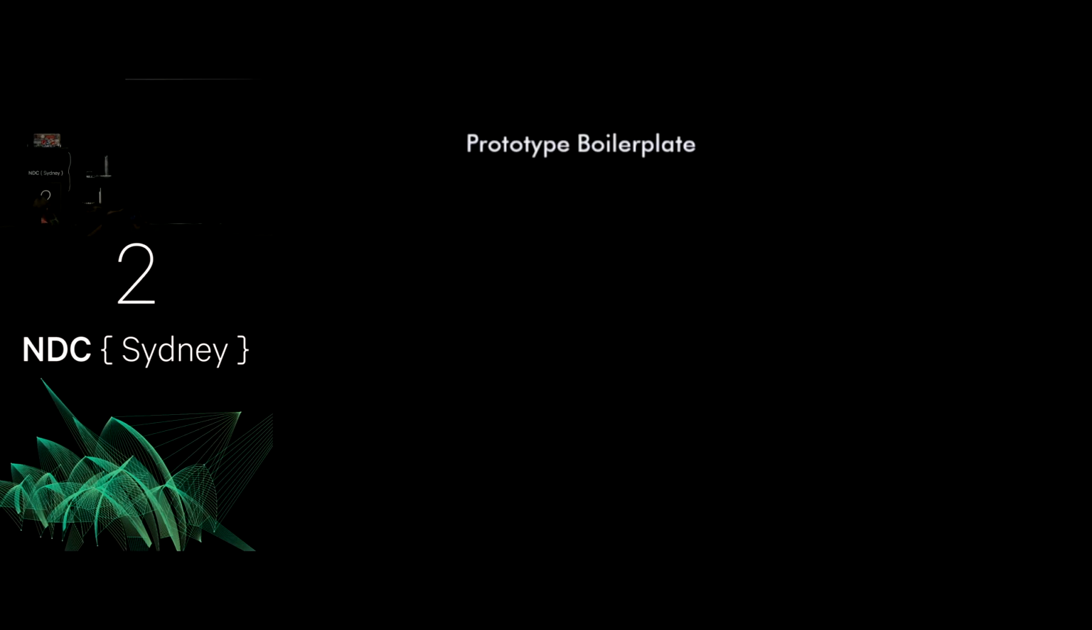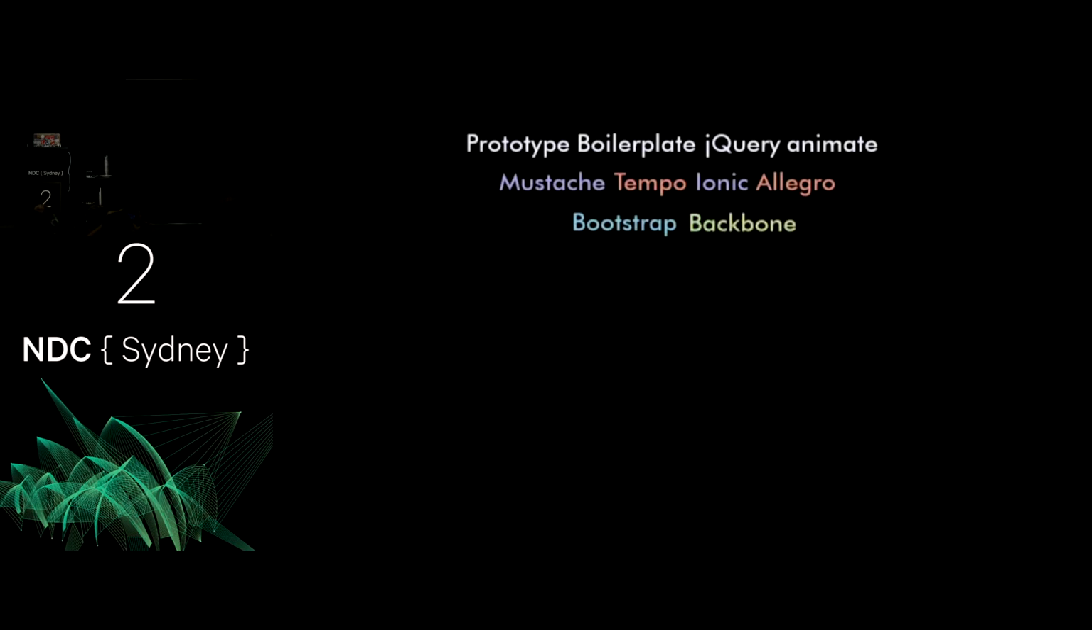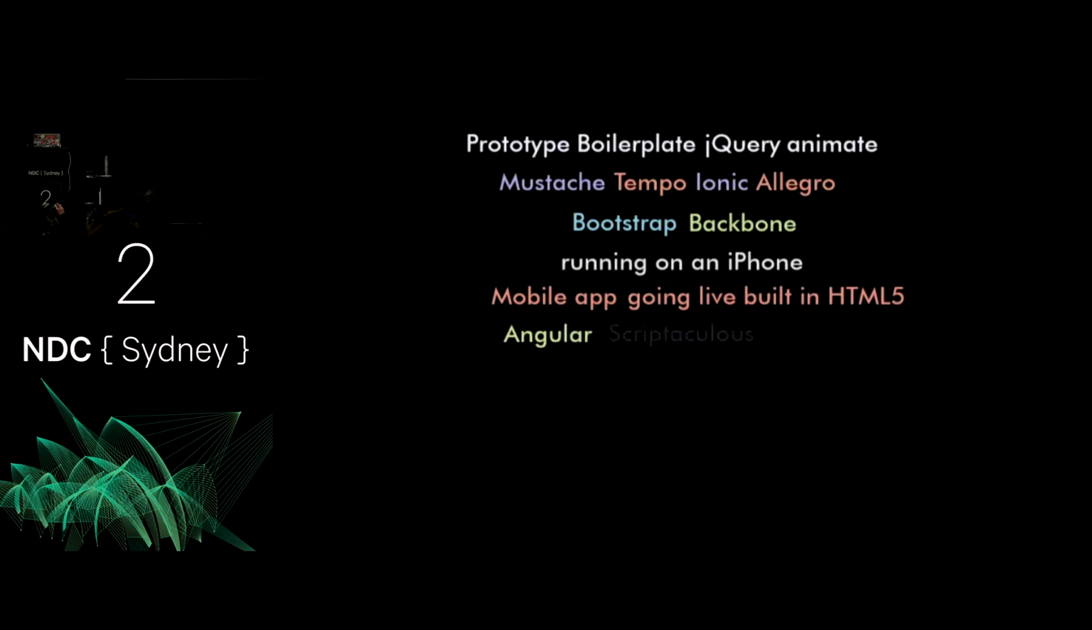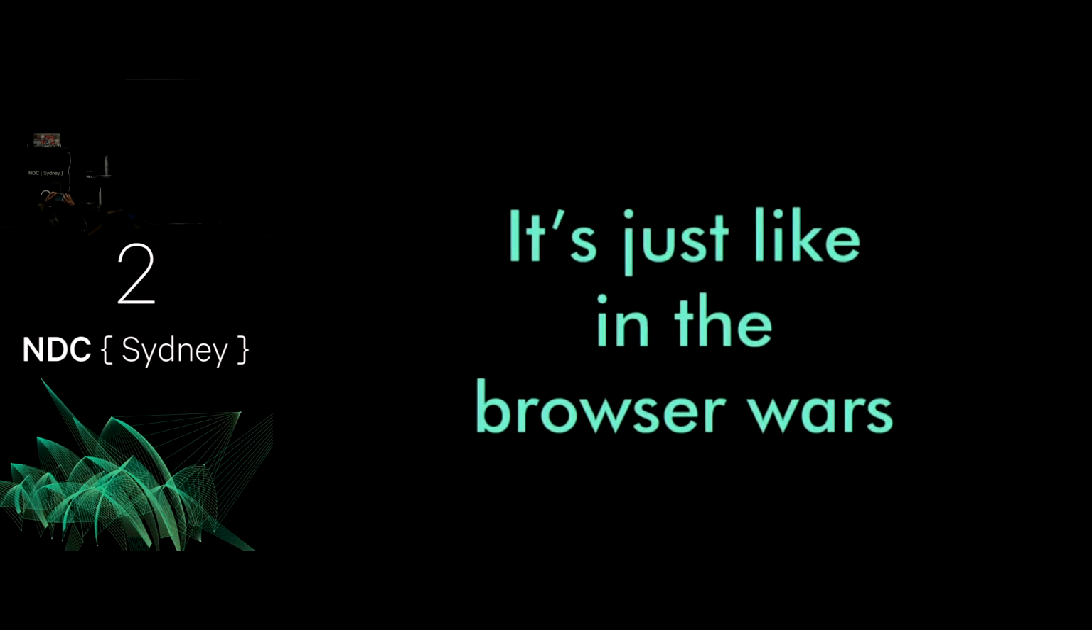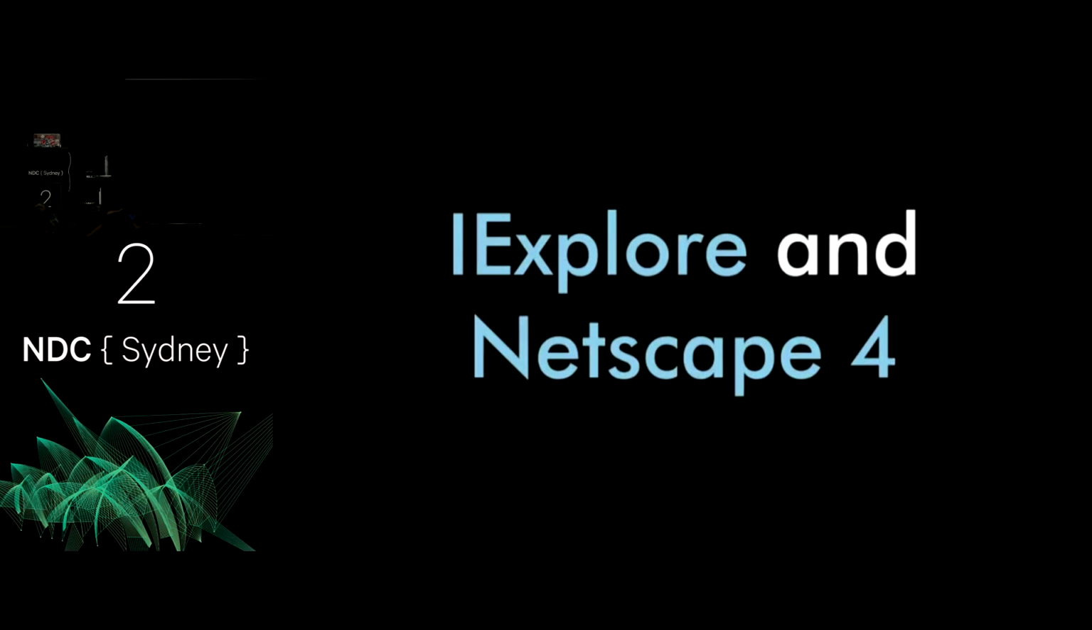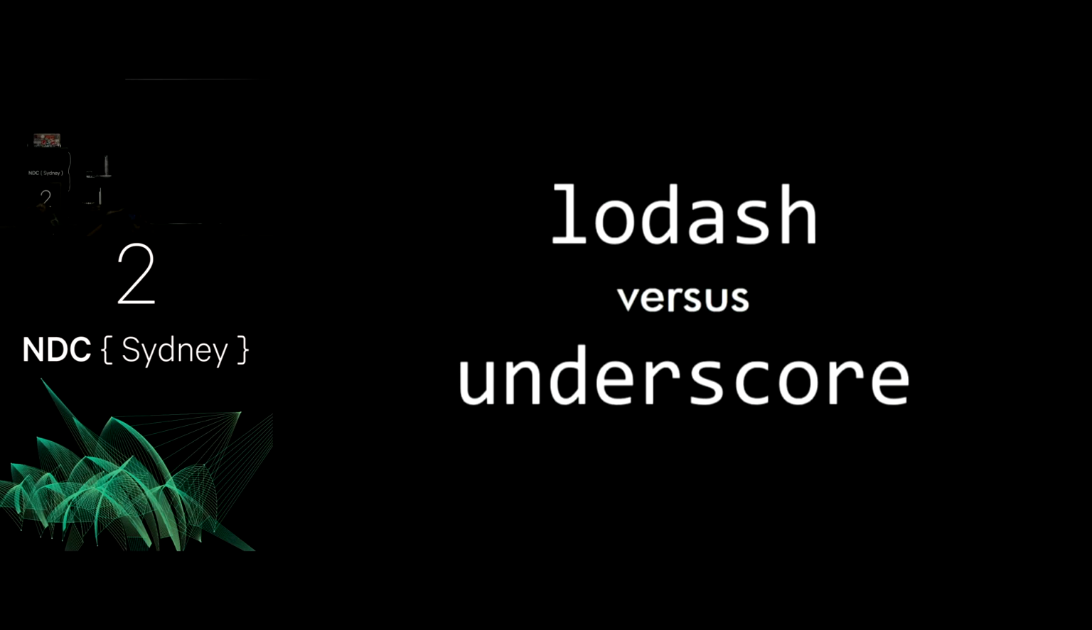Type boilerplate, jQuery, animate, mustache, tempo, ionic, and Allegro, bootstrap, backbone, running on an iPhone, mobile app, going live, built-in HTML5, Angular, Spectaculous, React, Redux, Knockout, Ember, does anyone remember? Just like in the browser wars, I explore and Netscape 4, Lodash versus underscore, and I can take it anymore.